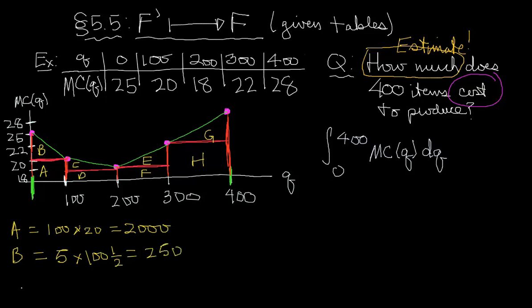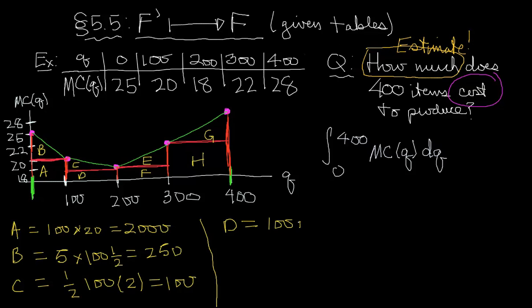Okay, now let's go to area C. This is a triangle, so 1/2, what's the base? It's going to be 100. The height is going to be 20 minus 18, which is 2. So that's just going to give us 100. Okay, let's go to area D. That's just a rectangle, so length times width. The length is 100 times the width, which is 18 minus 0, which is 18. So that's going to be 1,800.